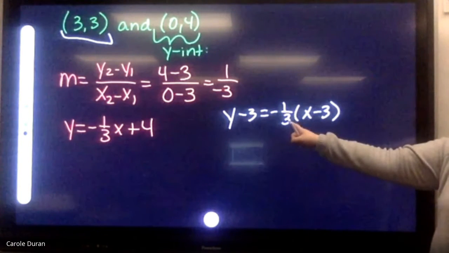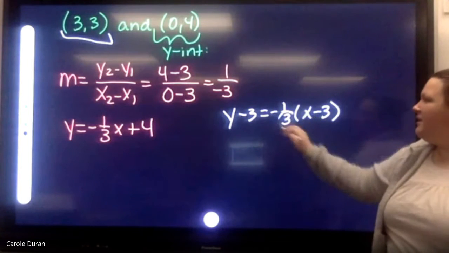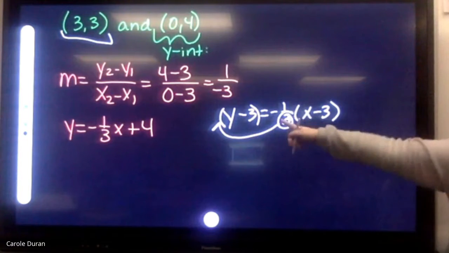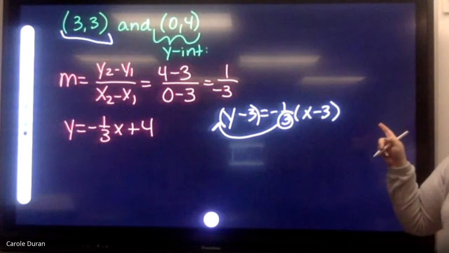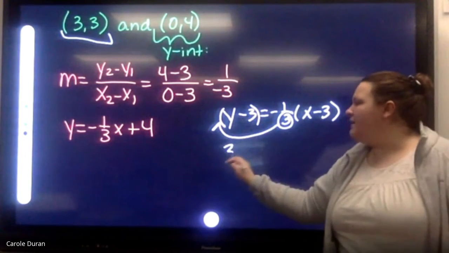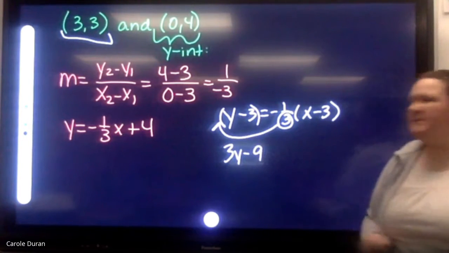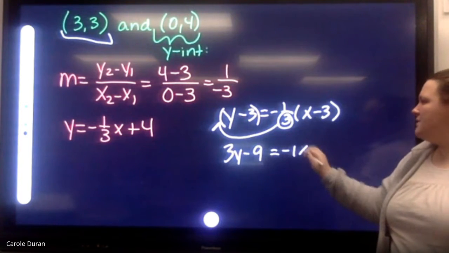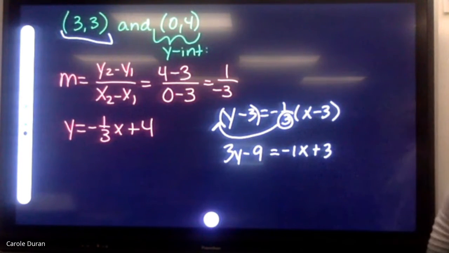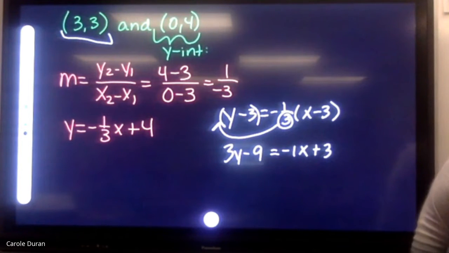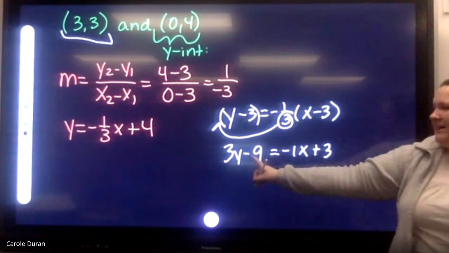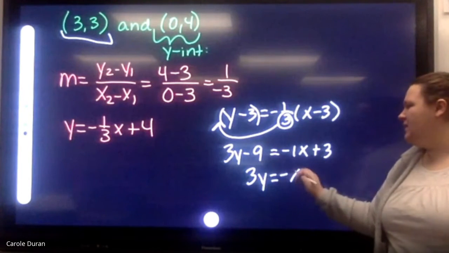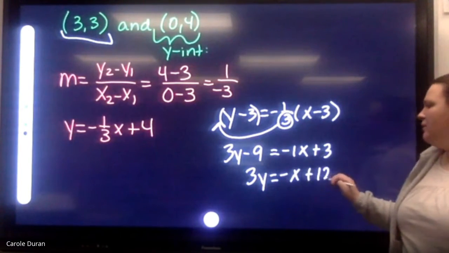We're going to split this fraction in half. The denominator is going to go over to the left, and this numerator, negative 1, is going to go over to the right. So I get 3 times y is 3y. 3 times 3 is 9, equals negative 1x plus 3. I move some more stuff around, so I'm going to go ahead and add this 9 over. When I do, I get 3y equals negative x plus 12.